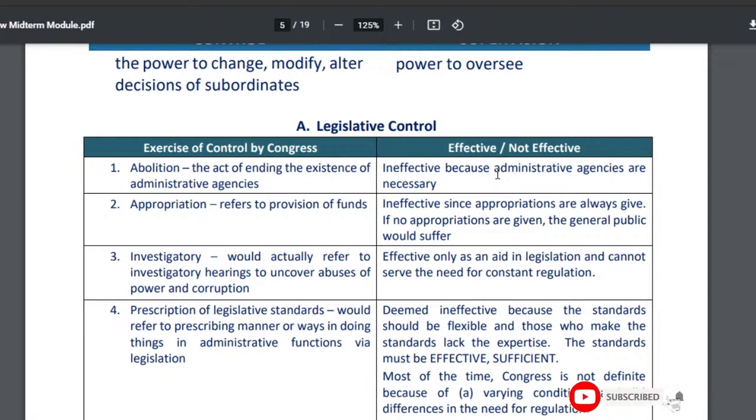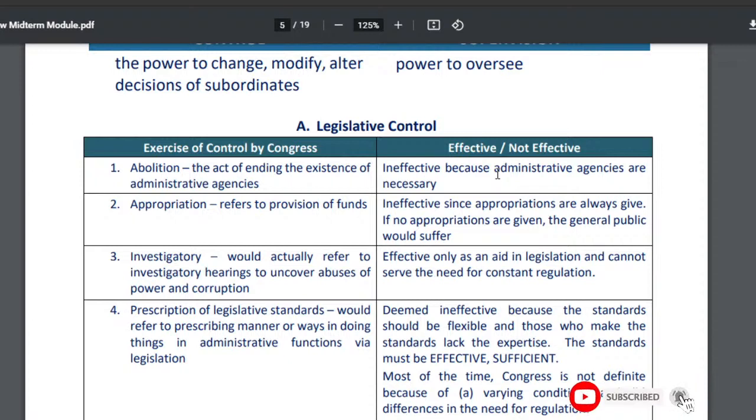Second exercise of control by Congress is appropriation. When you say appropriation, this refers to provision of funds. Now, every office cannot function without funds. Of course, because you pay your people, you need to pay for your employees, you have to pay for the communication expenses, the overhead costs of your office. So a lot of things must be paid, when you talk of government. So appropriation is necessary.